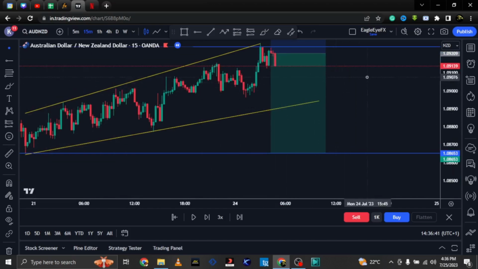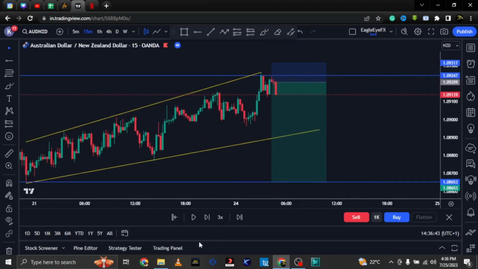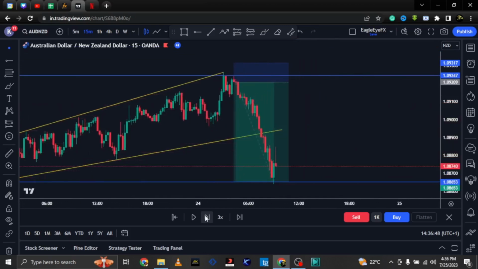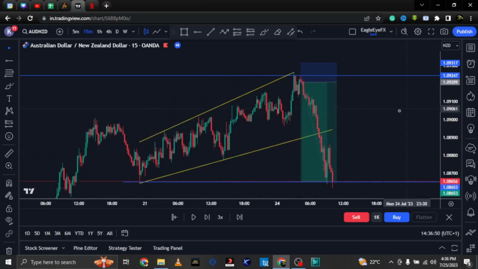Of course, this could be your target. So you can see even your risk to reward now actually increases, and then you can see that the market does not even come back. It just goes straight towards your take profit. All right, let's look at one more pair.